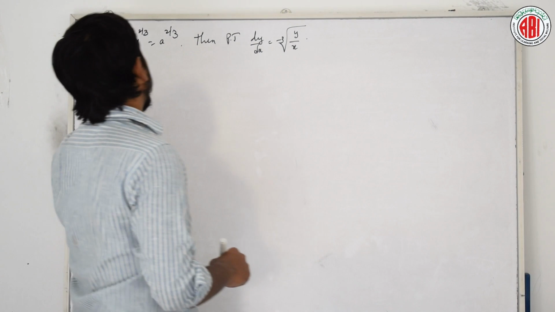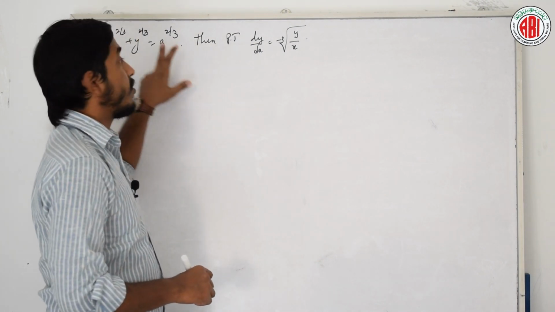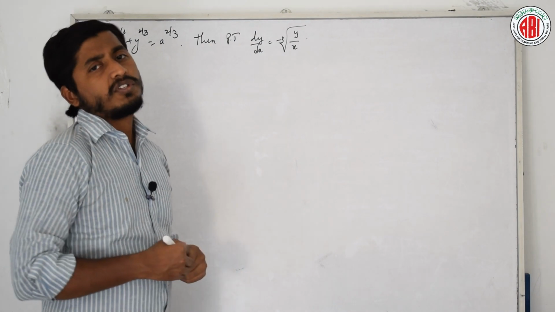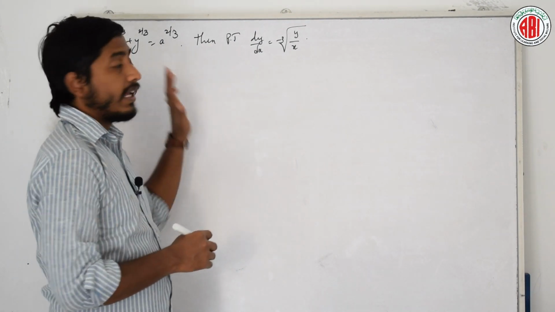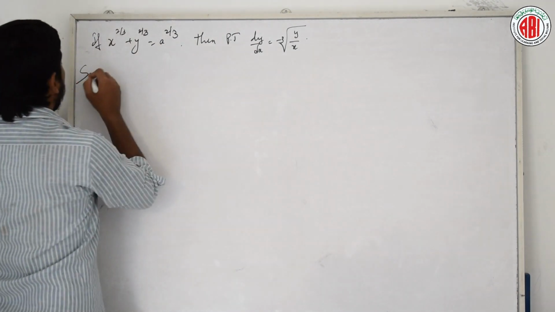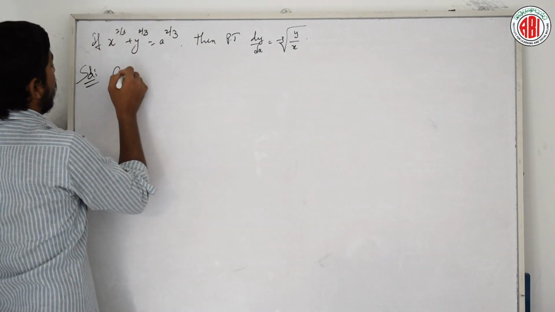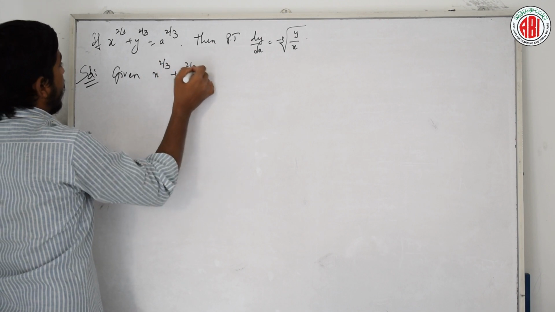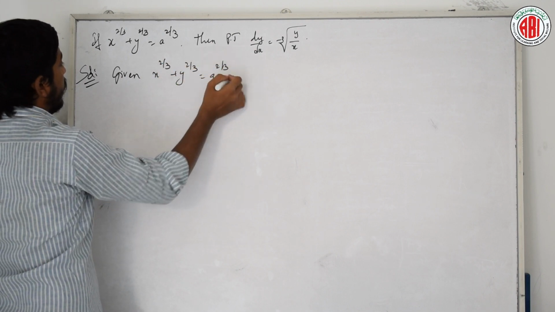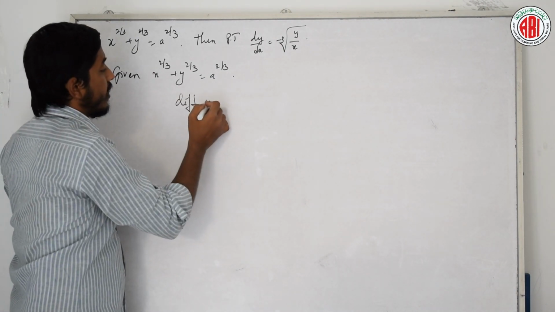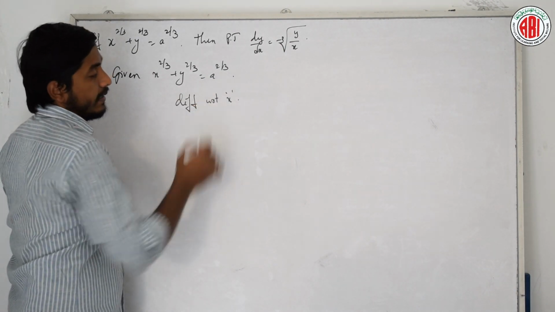The question given here is x power 2 by 3 plus y power 2 by 3 equal to a power 2 by 3. Then he is asking us to prove this. What should we do? Let us directly differentiate it. Given x power 2 by 3 plus y power 2 by 3 is equal to a power 2 by 3. Clear? Let us differentiate with respect to x.